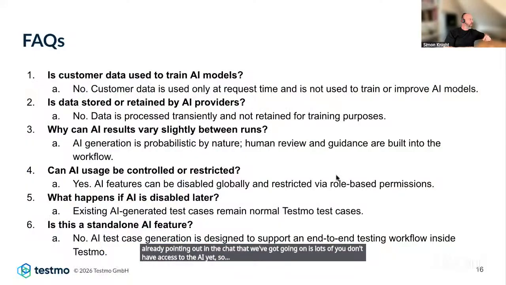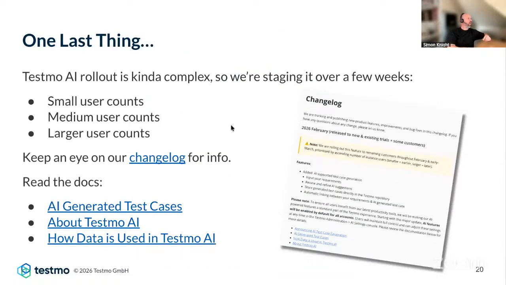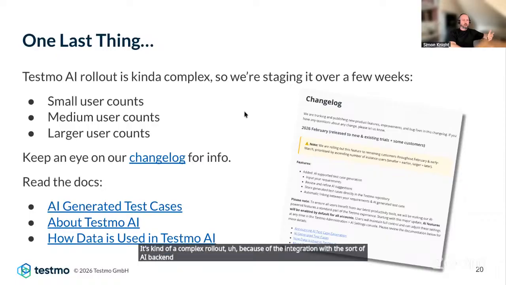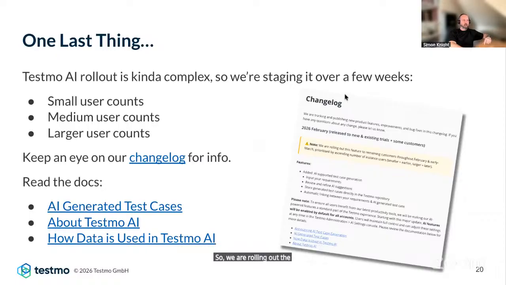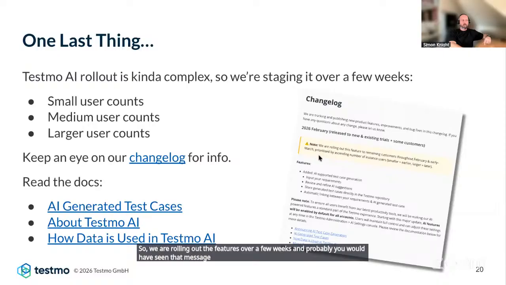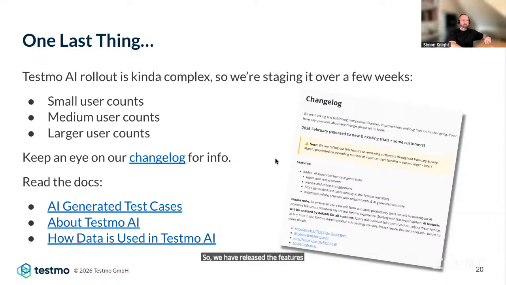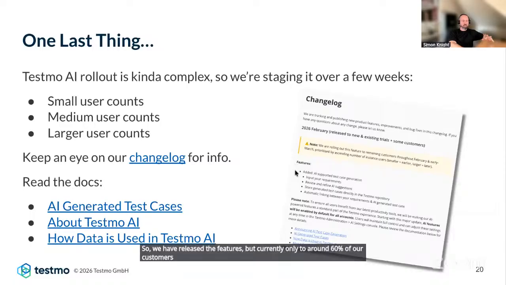So, as I was going to mention in this slide, it's a complex rollout because of the integration with the AI backend. So we are rolling out the features over a few weeks, and you would probably have seen that message if you check our changelog. So we have released the features, but currently only to around 60% of our customers. I think the exact number was something like 64% of Testmo instances.